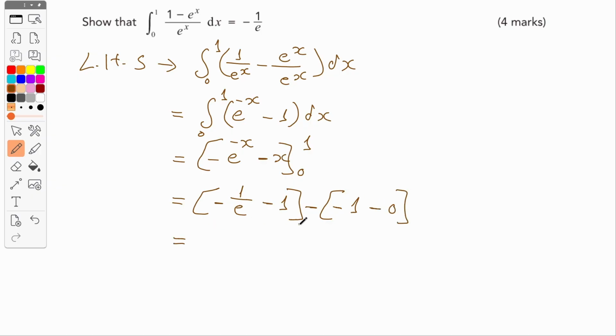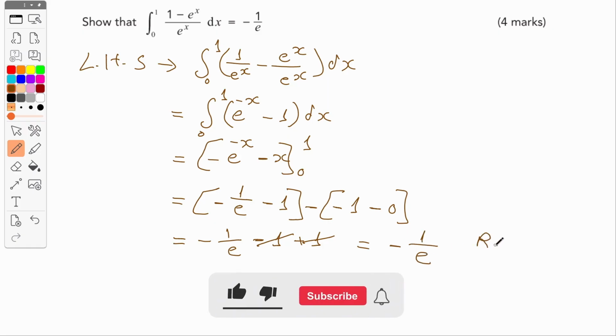Let's simplify this answer. It will be -1 over e minus 1, and negative 1 becomes positive 1, and this is 0. Negative 1 plus positive 1 is 0, so the final answer is negative 1 over e, and this is the right-hand side. And this question is 4 marks.